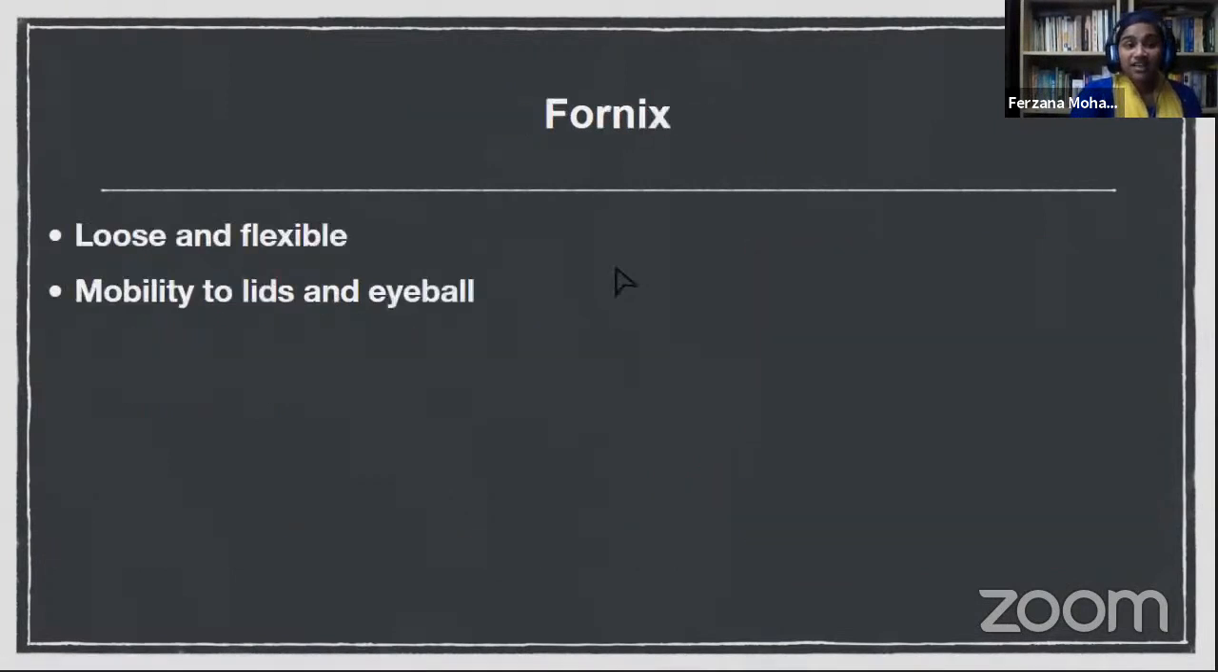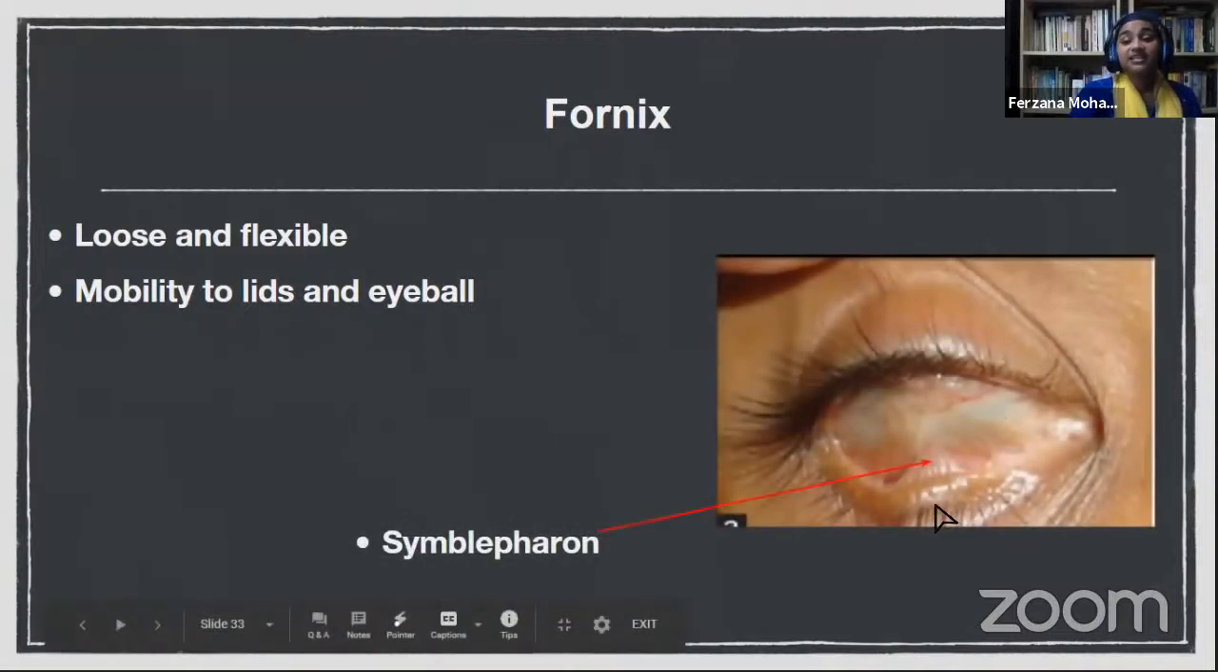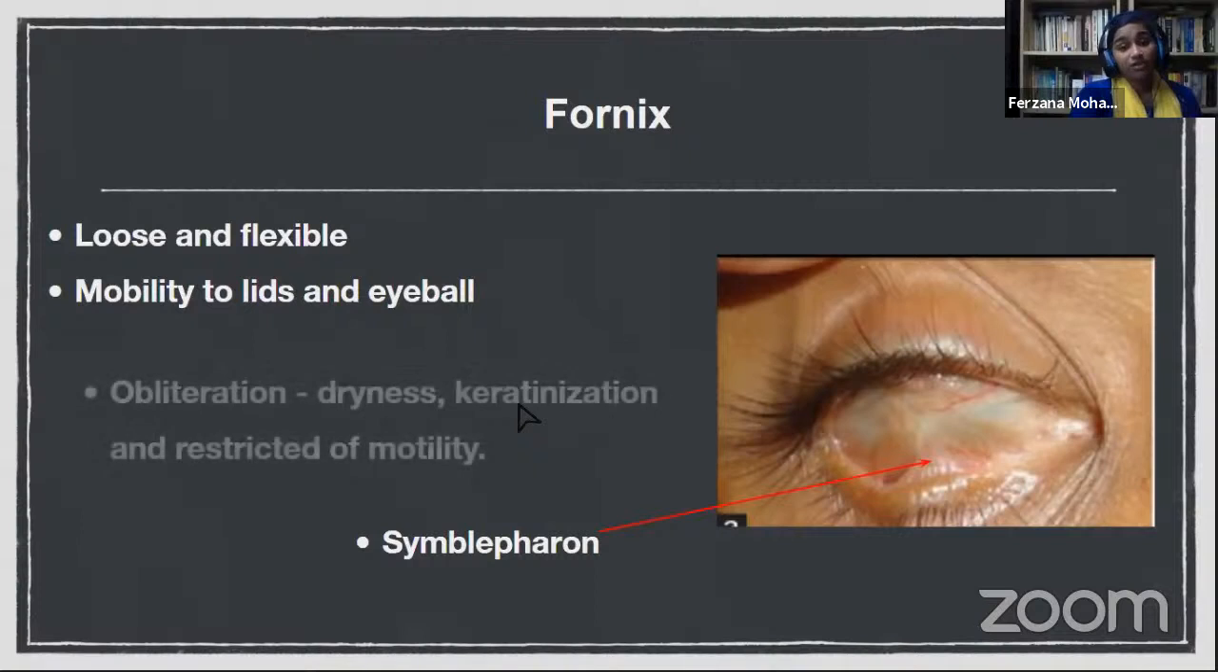The forniceal conjunctiva is loose and flexible. It is what provides motility to the eyelids and the eyeball. So whenever there is any symblepharon, that is any adhesion between the palpebral and bulbar conjunctiva, the fornix is obliterated. So there is decreased motility and also dryness and keratinization.